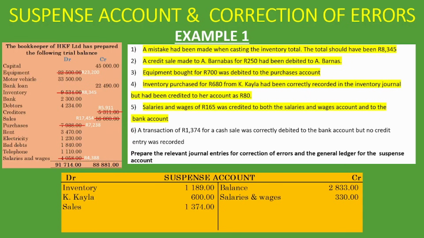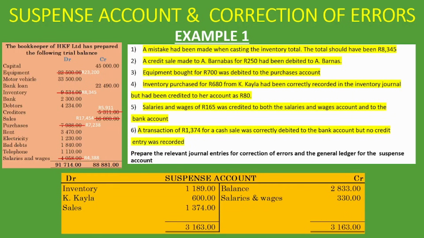Now what needs to happen is that our suspense account needs to balance, alright? The total of our credit needs to be the same as the total of our debit. So we need to add our debit 1,189 Rand plus 600 Rand plus 1,374 Rand. And that total should be the same as the total of 2,833 Rand plus 330 Rand. So let's see what the total is. You can see our debit is 3,163 Rand and our credit is 3,163 Rand. If they both balance, that means that you are correct and you've done everything correctly.